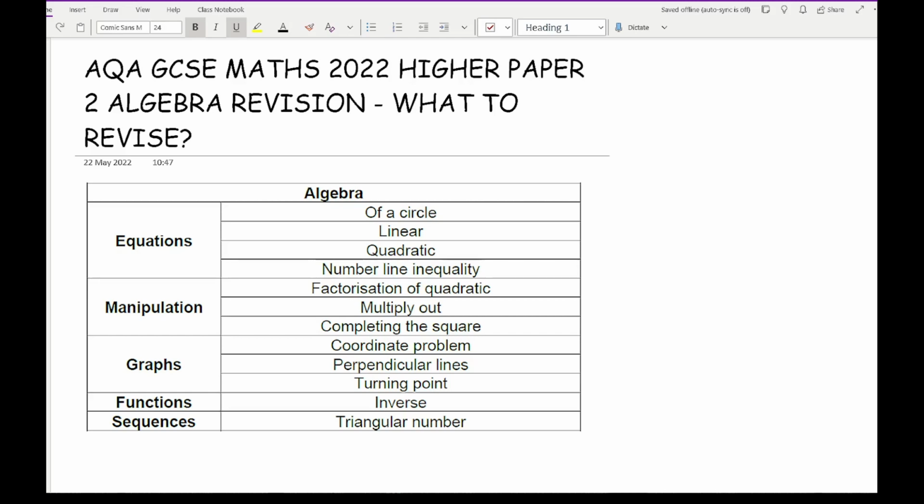So it's really important that you do vary your revision, not just on one particular type of question, but see what types of easy questions you could get, what are the most likely questions to come up, and what are the more extension questions to have a look at.